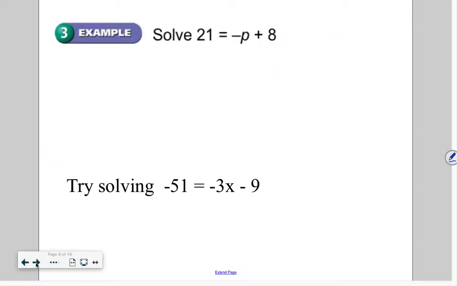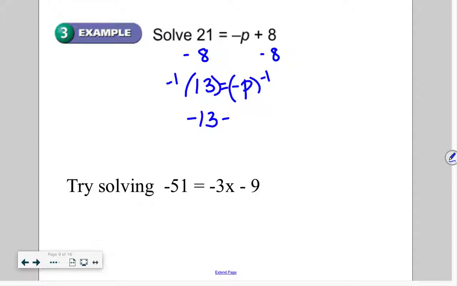How about in this one? Subtract 8. What is 21 minus 8? 13. And 13 equals what kind of a p? Negative. Okay, so how are you going to get it to a positive p? Times negative 1. What property is that when you multiply times a negative 1? Multiplication property of negative 1, correct.